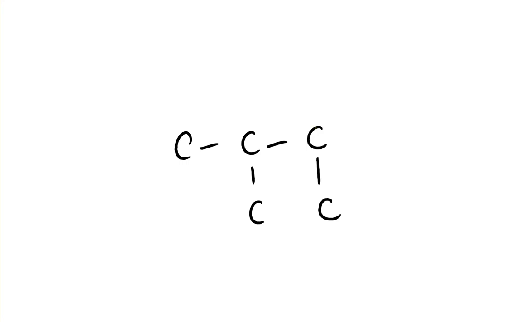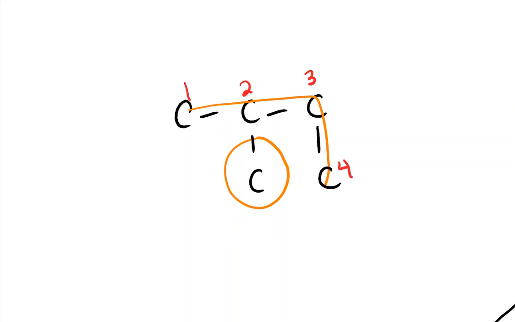So this simple one, we're going to find the longest chain. Then we're going to identify our branches, so that's a branch. Then we're going to number our chain from the end closer to a branch. So this end will get 1, 2. Okay, and then when we go to name it, we start with the branch. And this branch is 1 carbon big, so it's a methyl.